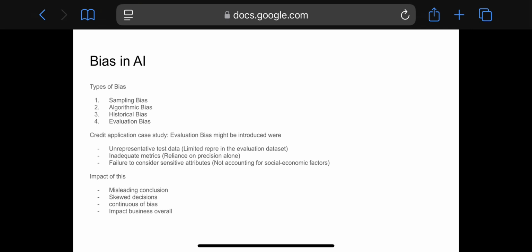The very common use case of bias is not having a diverse data set or diversified attributes. The problem is, if you do have a bias in your data set, what it really means is you have unrepresentative test data and inadequate metrics, and you're going to fail to consider the sensitive attributes as well. The impact of this could be misleading conclusions, so not having the result that you want, and also not being able to make a good decision from that data set and continuing to have more bias. It could be different for every model, but not being able to tackle the bias from a very early stage could impact your model going forward. So try to tackle the bias from a very early stage.